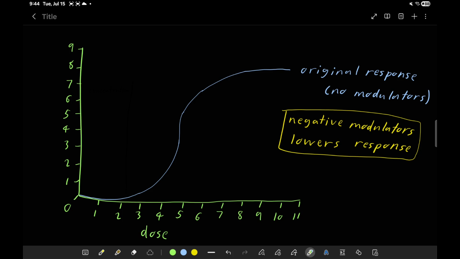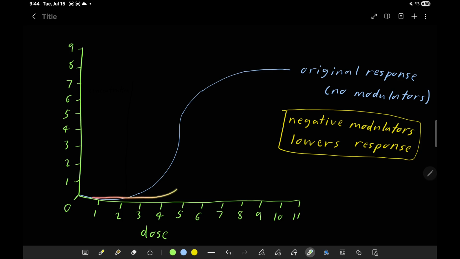So looking at our dose-response curve, when we have our agonist alone, this is our standard curve. But then when we add our negative modulator, for example, let's say it lowers potency, then it can shift our curve over to the right. So now you need a higher concentration of drug in order to produce the same response, and therefore potency has been lowered. Or it may lower its efficacy.